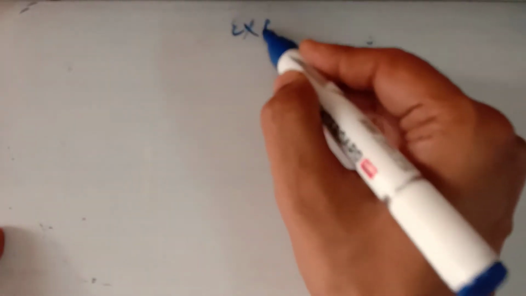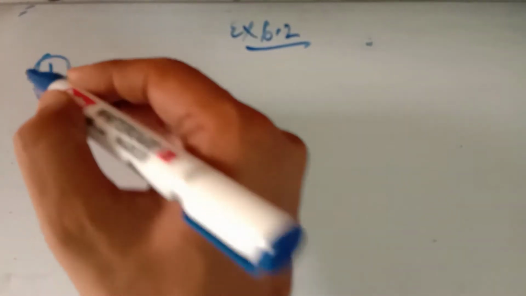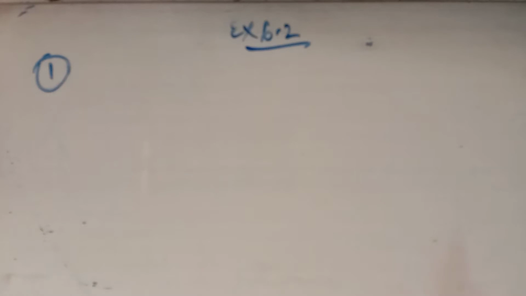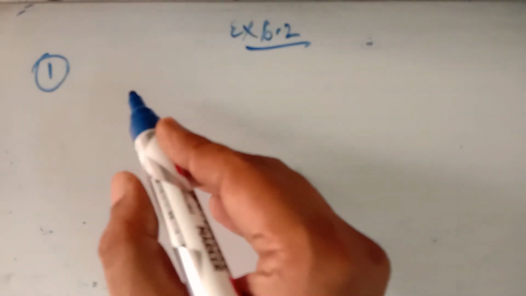Now the main questions start from exercise 6.2, where we have to use the basic proportionality theorem and the converse of the basic proportionality theorem. How can we prove similarity? Mainly the questions are based on BPT, the basic proportionality theorem.